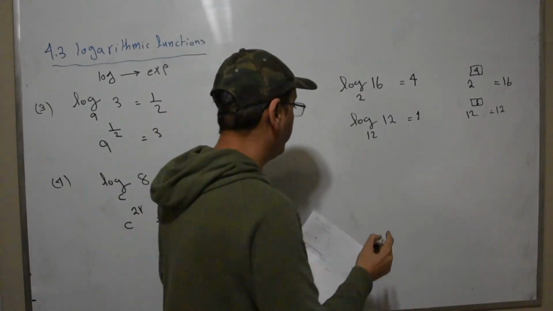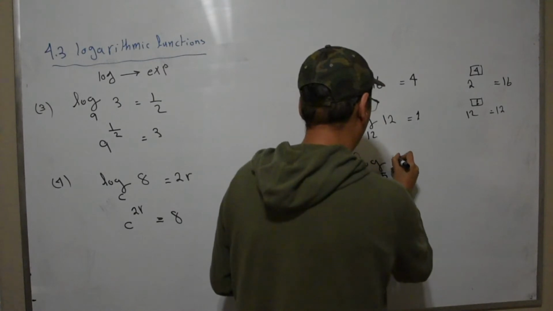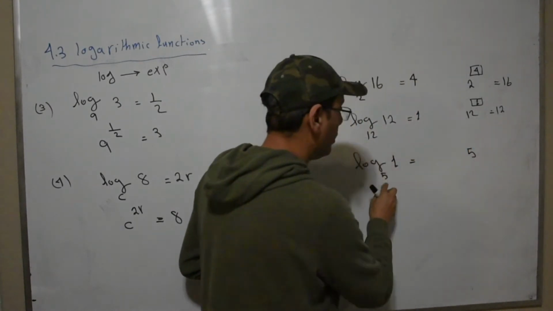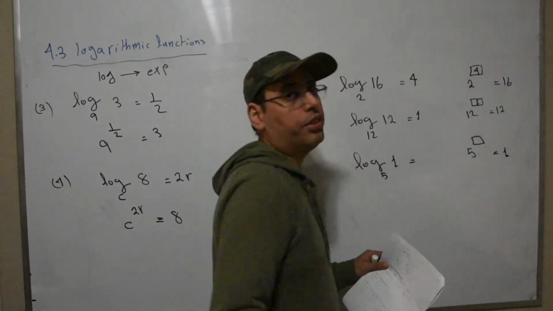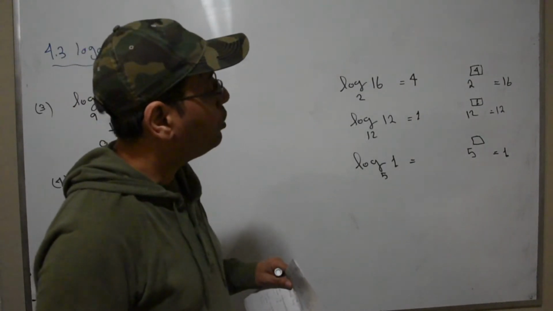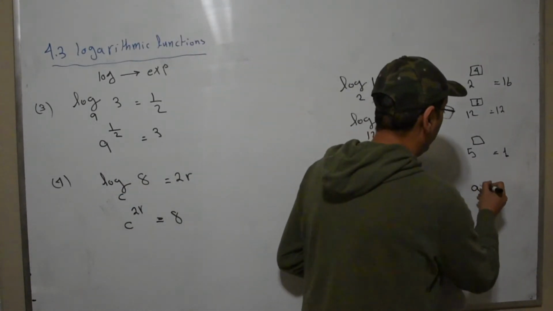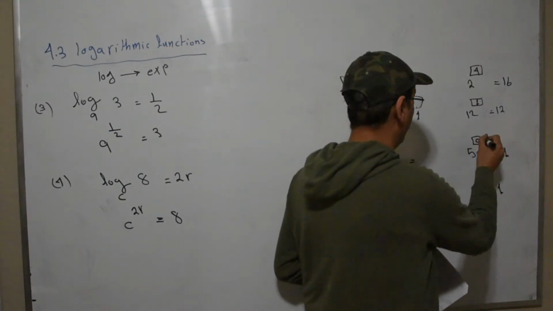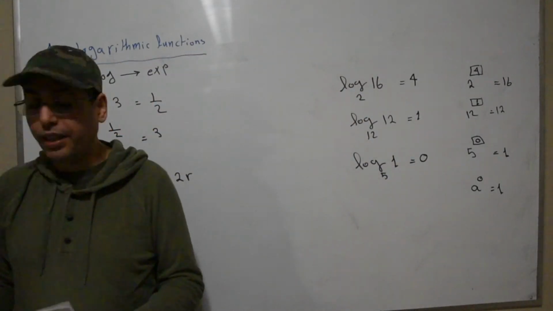One more example. Log base 5 of 1 is what? So again, take the base, 5 to what equals 1. And this is a common exponent property: any positive number a to the 0 is 1. So 5 to what is 1? 0. So the answer here is 0. Is it clear?